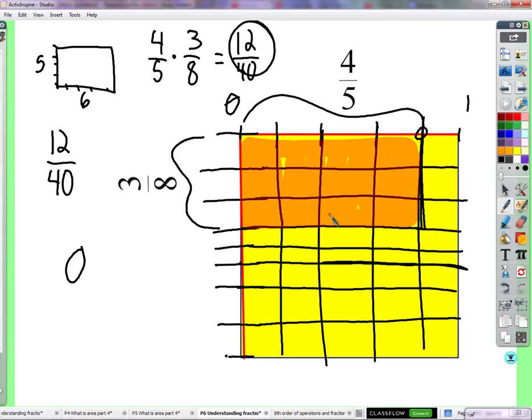Now, we can simplify this. These are both divisible by 4. I saw most people did not really have a problem with this. Divide this by 4, simplify by 4, so you get 3/10.